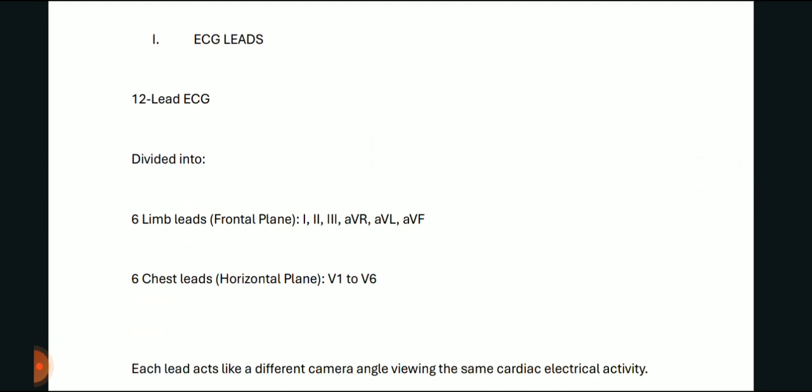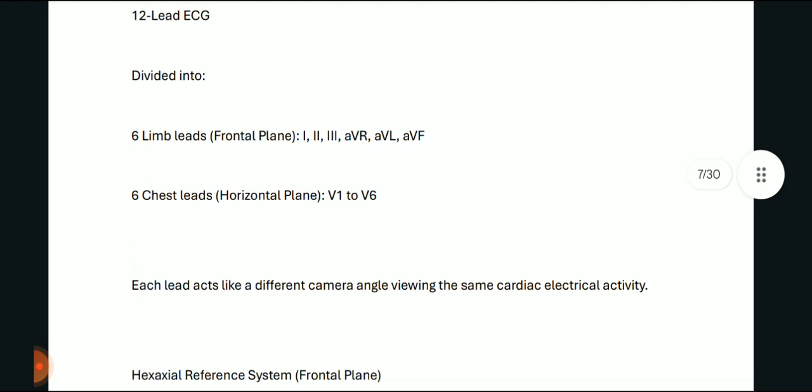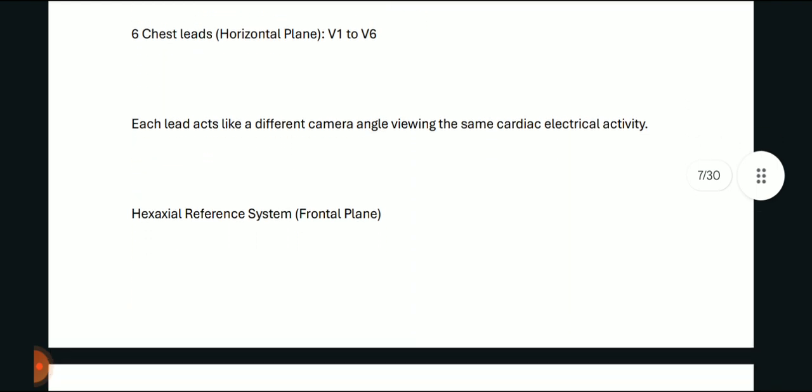Now some information about the ECG leads. We mostly do a 12-lead ECG. They are divided into 6 limb leads and 6 chest leads. The 6 limb leads lie in the frontal plane, the vertical: leads 1, 2, 3 and aVR, aVL and aVF. These are what we connect with clip-like structures to the right arm, left arm, and the left ankle. And there are 6 chest leads in the horizontal plane, from V1 to V6. Each lead acts like a different camera angle viewing the same cardiac electrical activity.